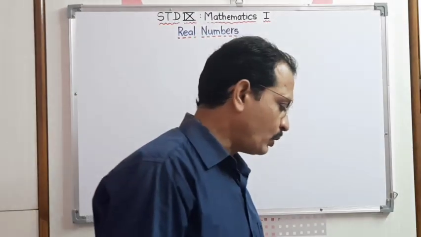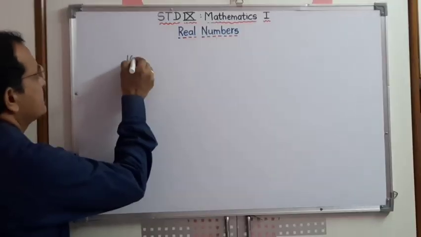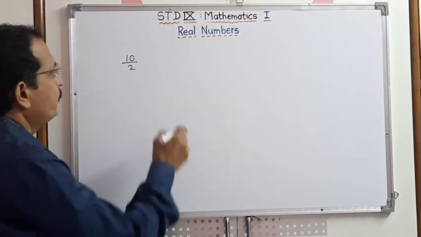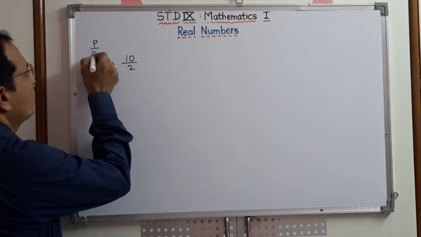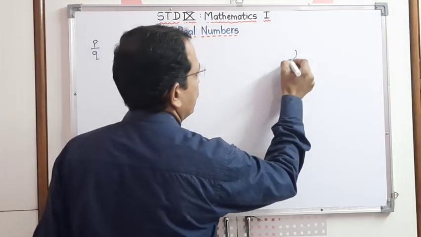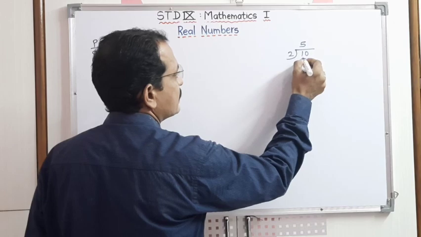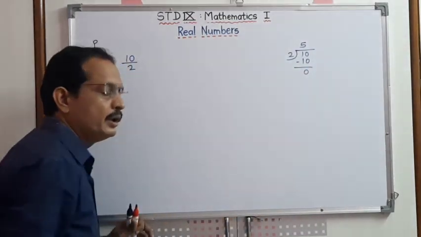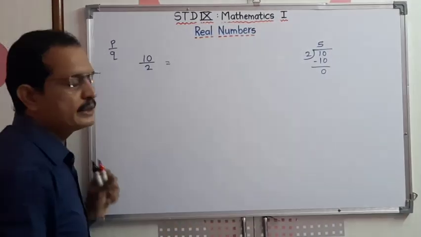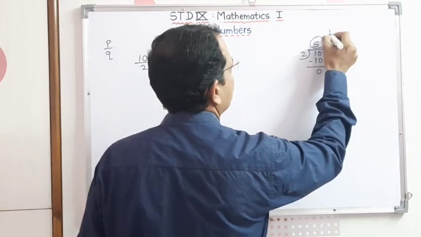Now see, all of you know that in the last lecture we learned one example. It is 10 divided by 2. This is a real number, a rational number in the p upon q form. And if we find out the decimal form of this number, that is 10 divided by 2, then 2 fives are 10 and the remainder is 0. Therefore this expansion form, or the decimal form, of 10 upon 2 is a terminating type.